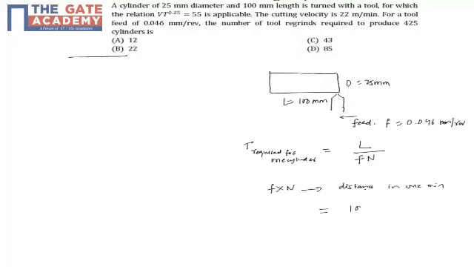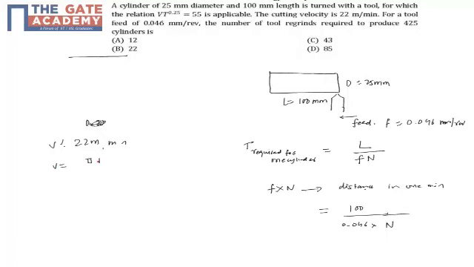So length is 100 mm, feed is 0.046 mm, and now speed n. Speed n is not given, so how do I find it? Cutting speed is given as 22 meters per minute. That is my v, and this is your surface velocity. Cutting speed is your surface velocity.